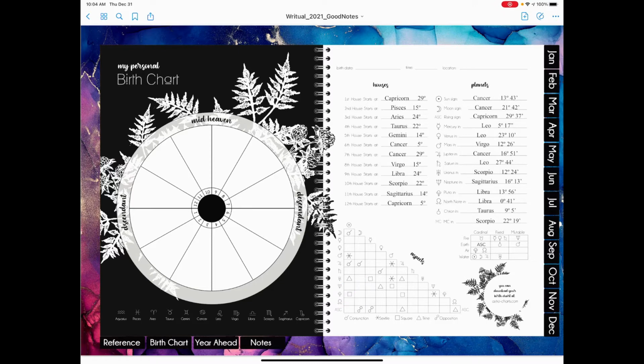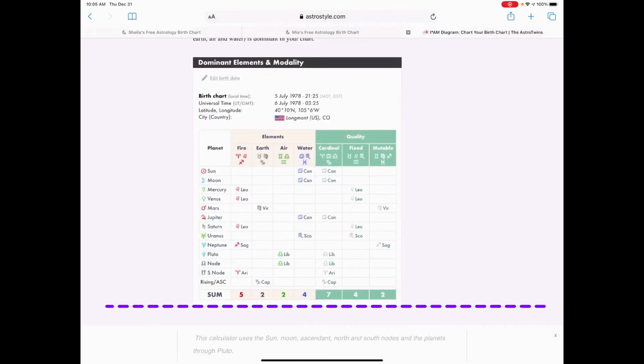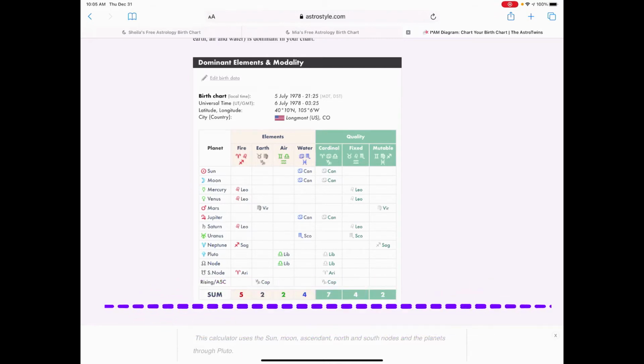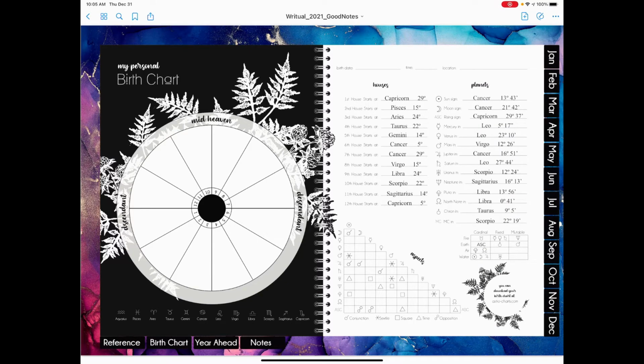The other tiny little chart over here is your elements and modalities. This information you can find at astrostyle.com. They have an I am diagram that gives you all this information. Their chart looks a little bit different, but it is the same information. It will tell you what signs, what planets are in which elements and which quality or modality. This is the information that you are then inputting into this little guy.